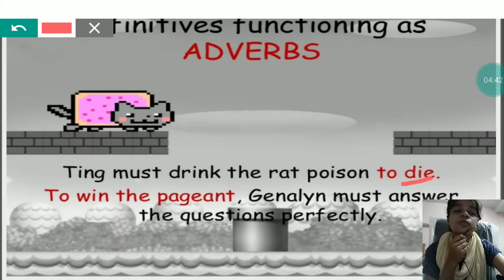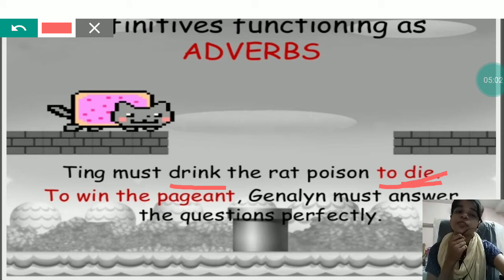Now you all know die is a verb, and here again drink is the verb, but here drink is the main verb and to die is modifying it, so it is an adverb. So here to plus die is doing the work of an adverb and it is an infinitive. Next one, to win the pageant, Kenelin must answer the questions perfectly.